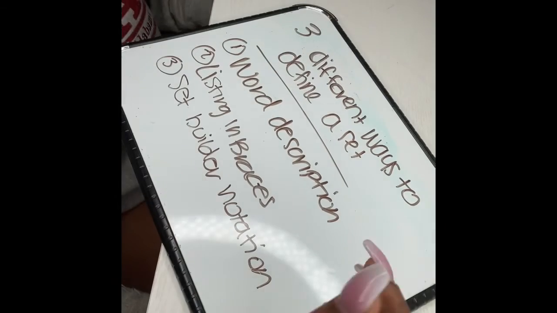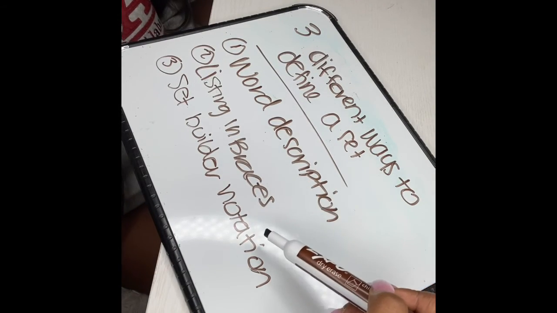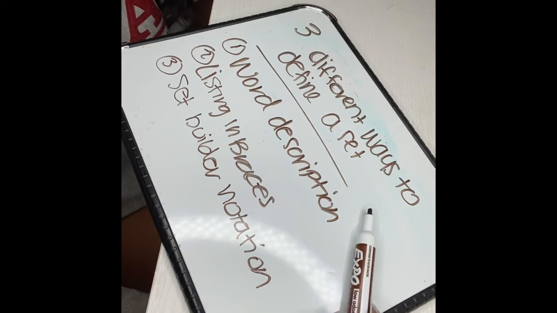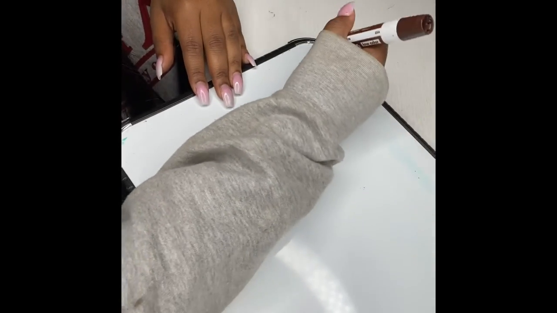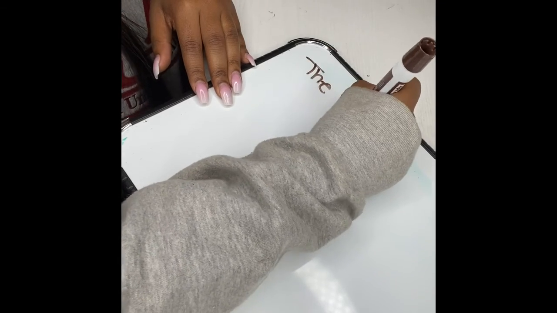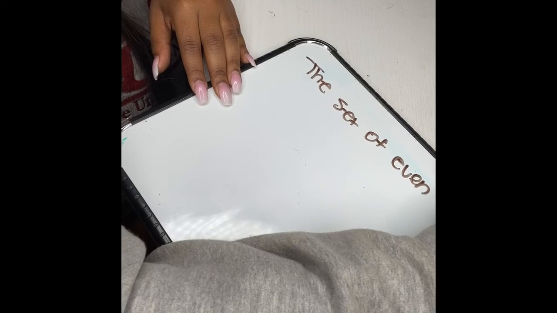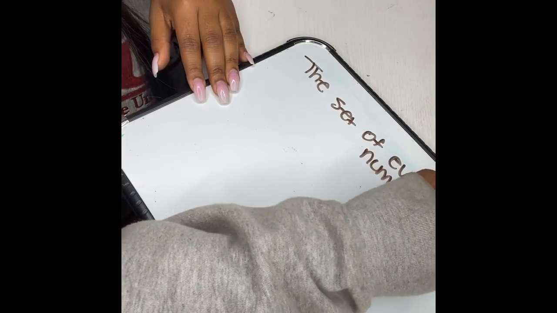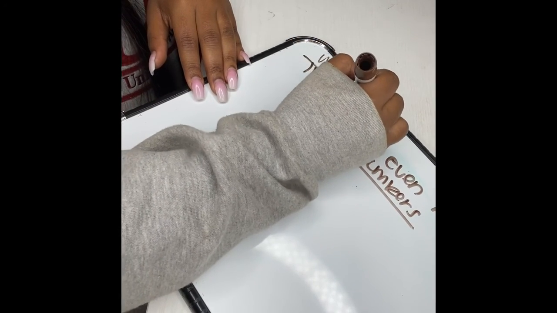There are 3 different ways to define a set. The first one would be word description. The second one would be listing in braces. And the third one would be set builder notation, which we will go over. To define something by word description, you would just write something out like the set of even natural numbers. And that will be how you define something by word description.